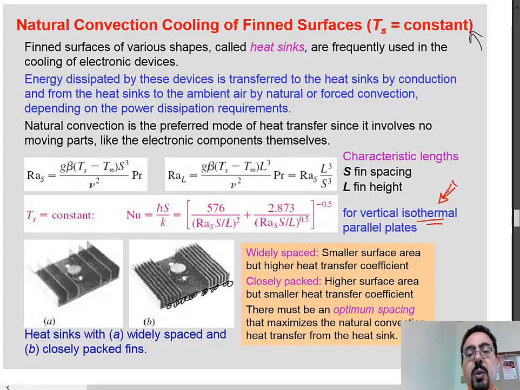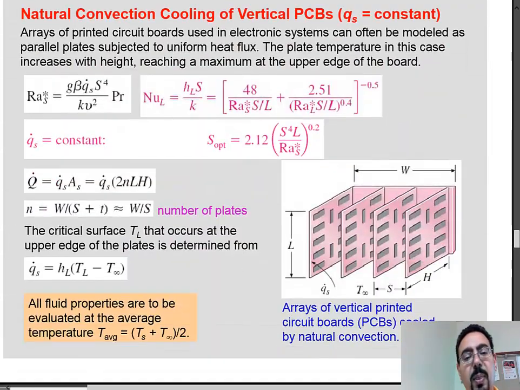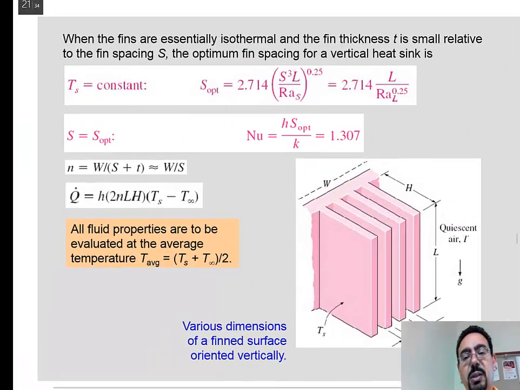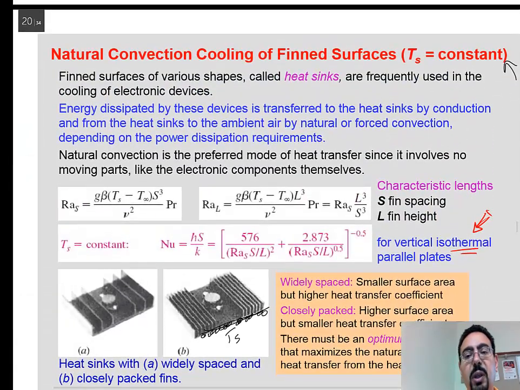One of them is Ts equal constant. So we imagine that we actually have constant Ts. And the second one would be if Qs is constant, which is the more practical thing. So first, let's assume Ts is constant. All right? And you would like to cool this guy really, really quickly.